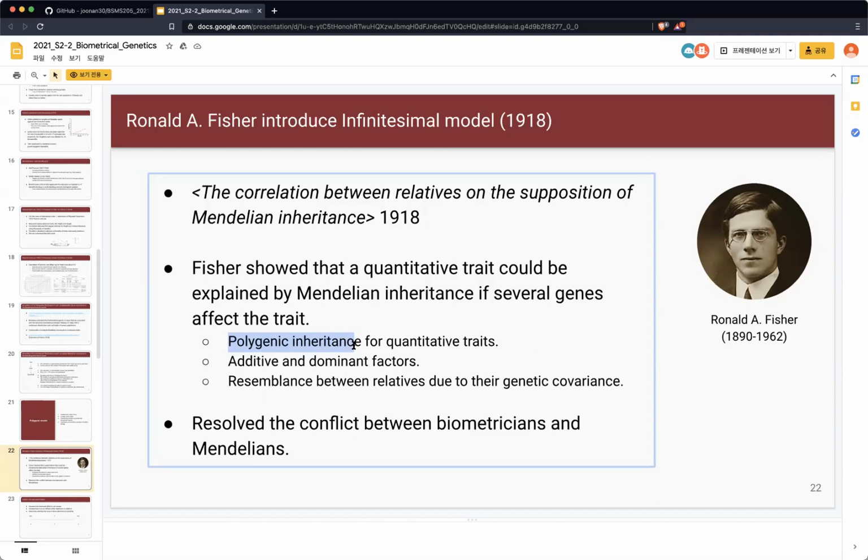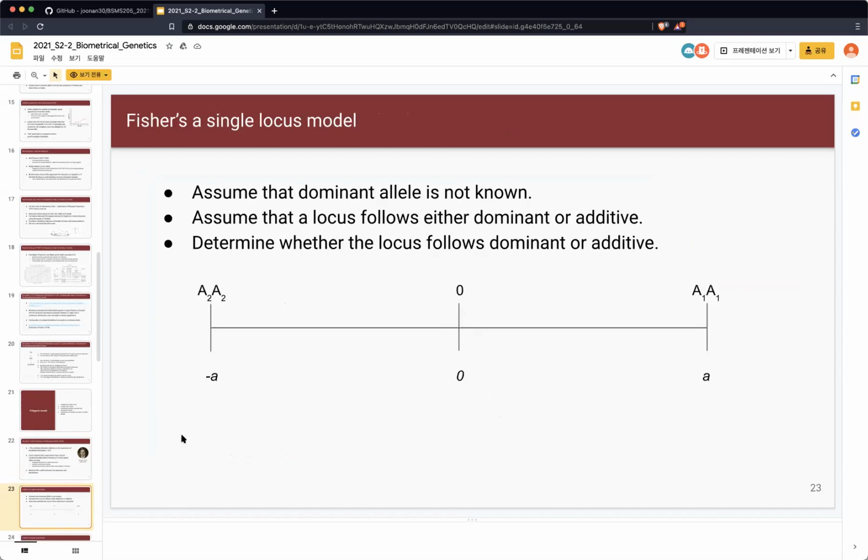Then Fisher came up with the idea of additive and dominant factors, right? Then he also came up with the idea of resemblance between relatives due to their genetic covariance, right? Okay, and this Fisher 1918 paper unified the ideas of the biometricians and the Mendelians. And this is key to understanding modern genomics these days as well. Okay, so let's look at the details of Fisher's model.